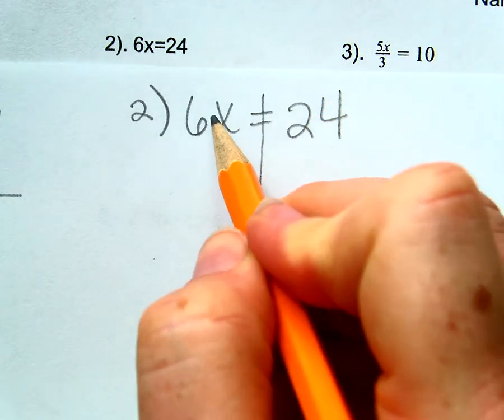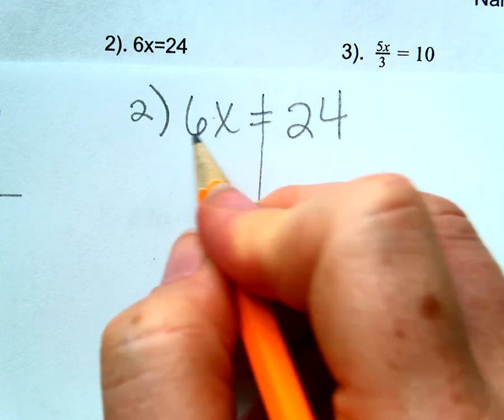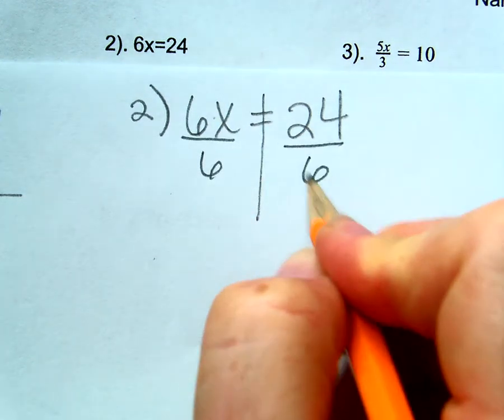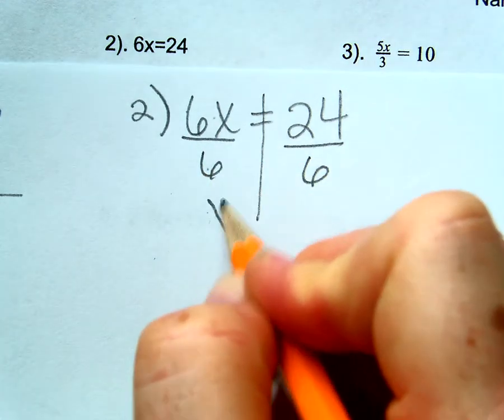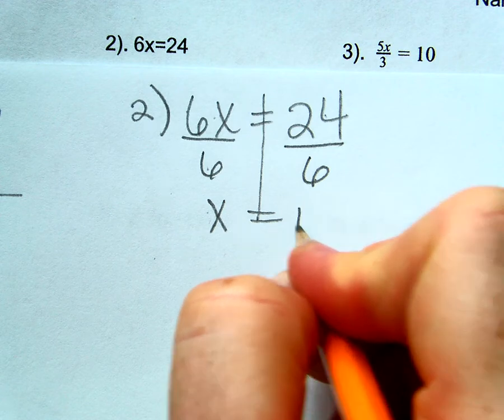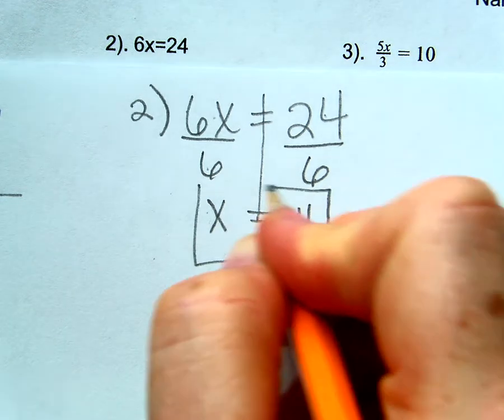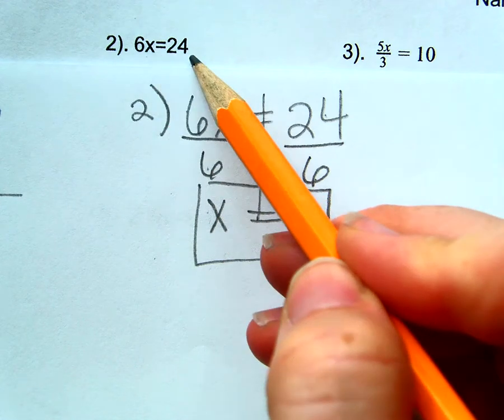I want to make the coefficient that invisible 1, right? So in order to make the invisible 1, I'm going to divide by 6 on both sides because 6 divided by 6 is 1. And that leaves me with 1x is equal to 24 divided by 6, which is 4 again. And I can plug it back in just to check. 6 times 4 is 24. Yep, I'm happy with that.